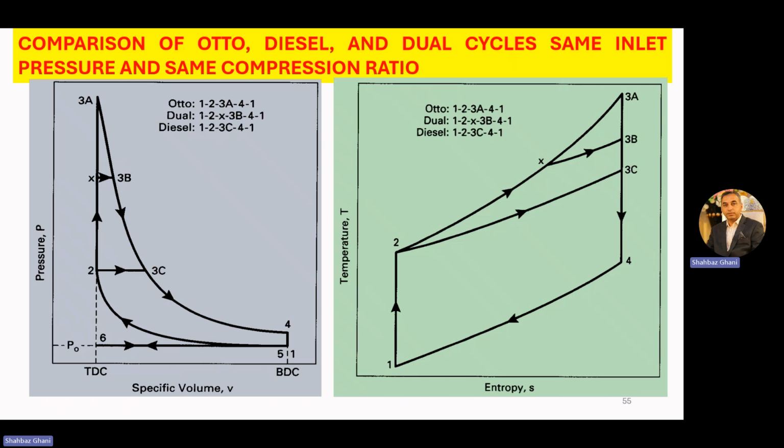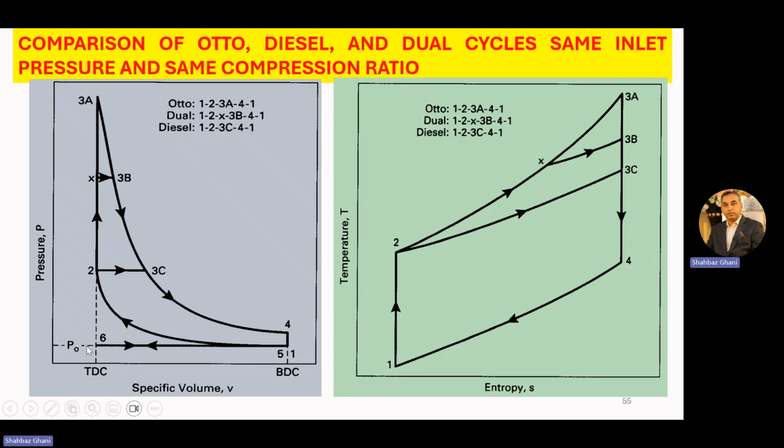In our last lecture, we studied in detail the cycles: the constant volume cycle, the constant pressure cycle, and then the dual cycle. Now, once again, I will quickly recap. First is the Otto cycle. On your x-axis, you have specific volume V, and on your y-axis, you have pressure P. We have TDC here, BDC here, and atmospheric pressure.